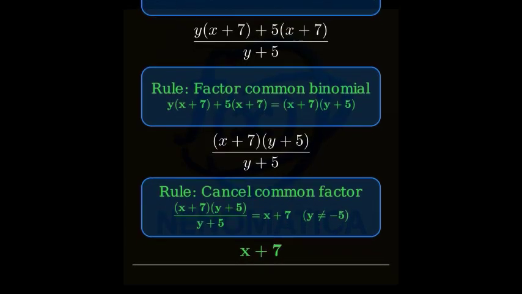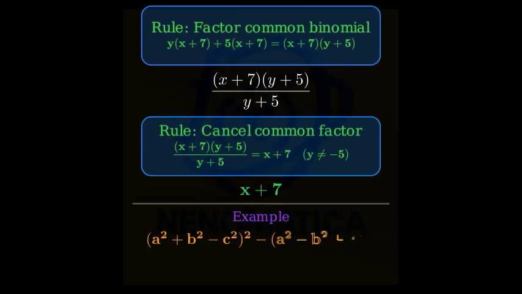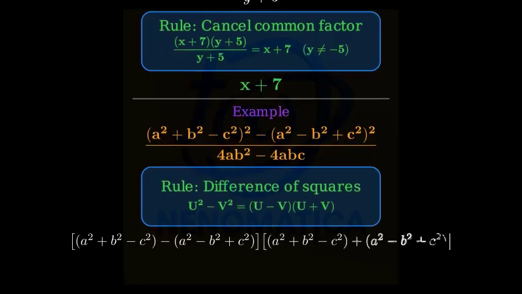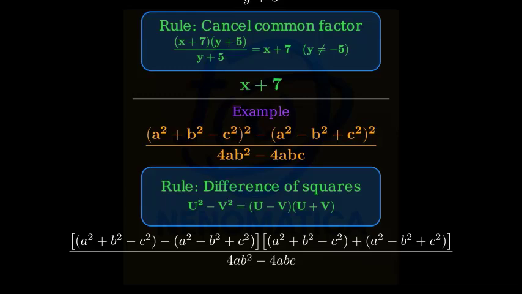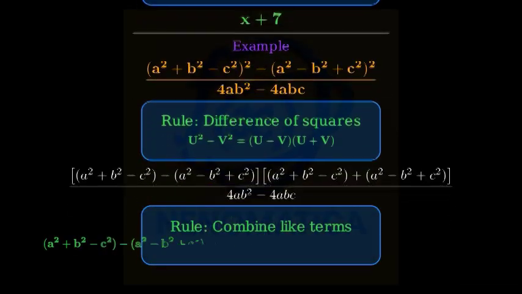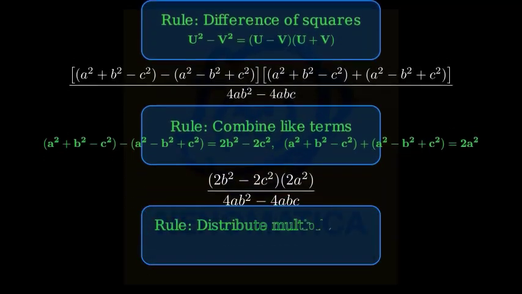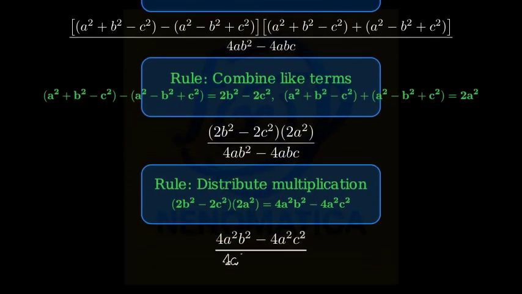Great! Now for our second expression, we will apply the difference of squares, then factor and cancel carefully. Example: simplify the following expression. Step 1. Recognize a difference of squares in the numerator. u squared minus v squared equals the product of u minus v and u plus v. Step 2. Simplify each bracket. The first bracket becomes 2b squared minus 2c squared. The second bracket becomes 2a squared. Step 3. Multiply the numerator to get 4a squared b squared minus 4a squared c squared.